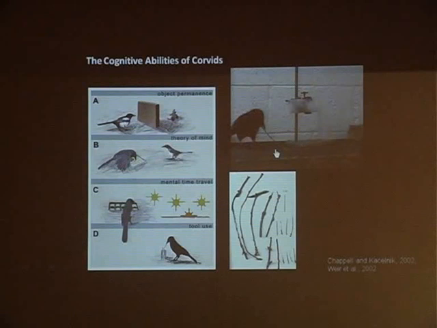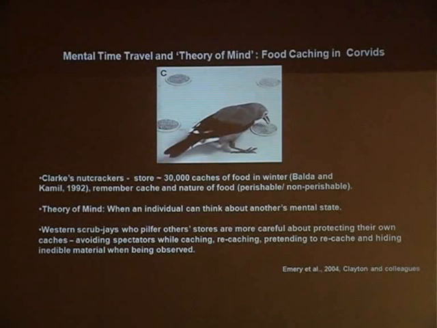More effort. And finally, she starts getting the object down through the tube. And here it goes. And unfortunately, there was a bird which was smarter than her sitting around. She didn't get the food. So they are really intelligent.